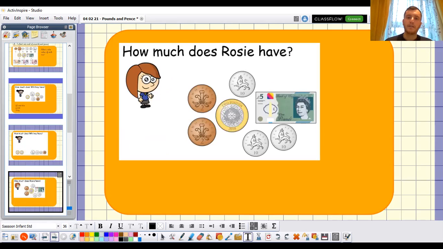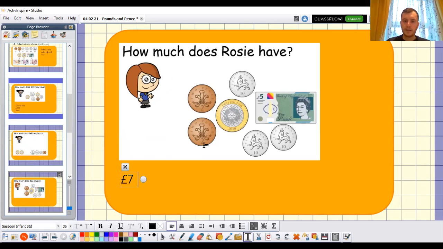How much does Rosie have? So let's look at that example. Again, if I were you, I'd focus on the pounds first of all. And looking at this, there's a £5 note and a £2 coin. They are our denominations that are in pounds. So 5 plus 2, I know that's £7.